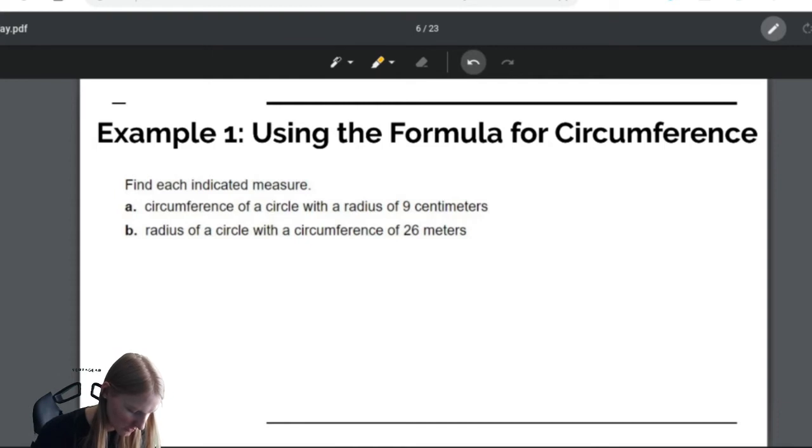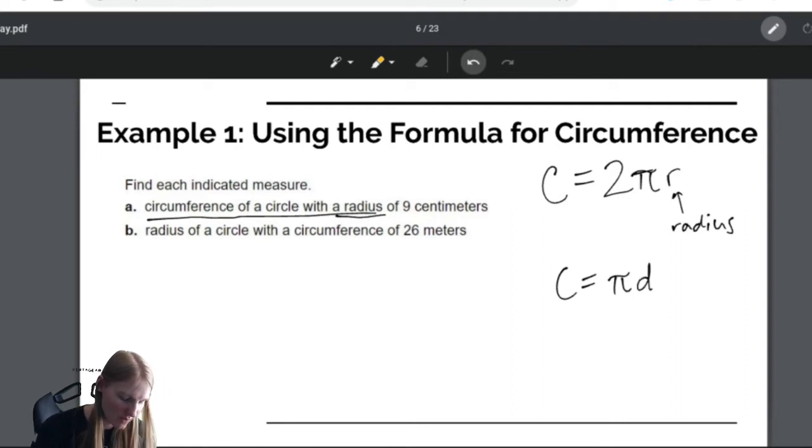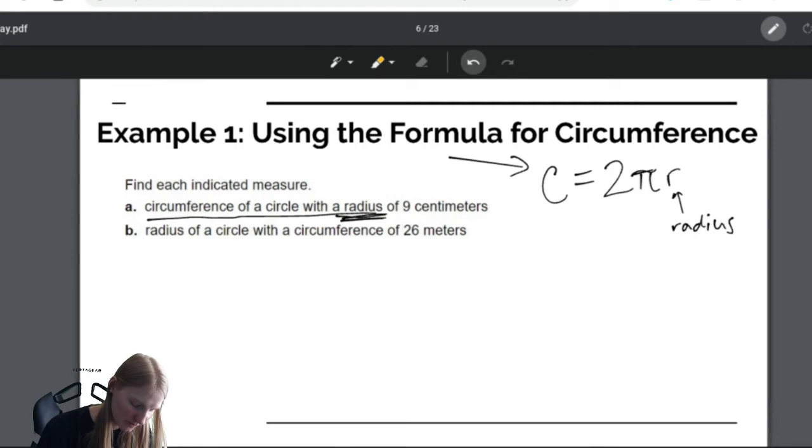So first thing I see, circumference of a circle with a radius. Okay, so we're going to want to use circumference is 2 pi r, because that's the formula with the radius in it. If I tried to use circumference equals pi times diameter, I don't have the diameter, I have the radius. So we want to use this formula, not this one.